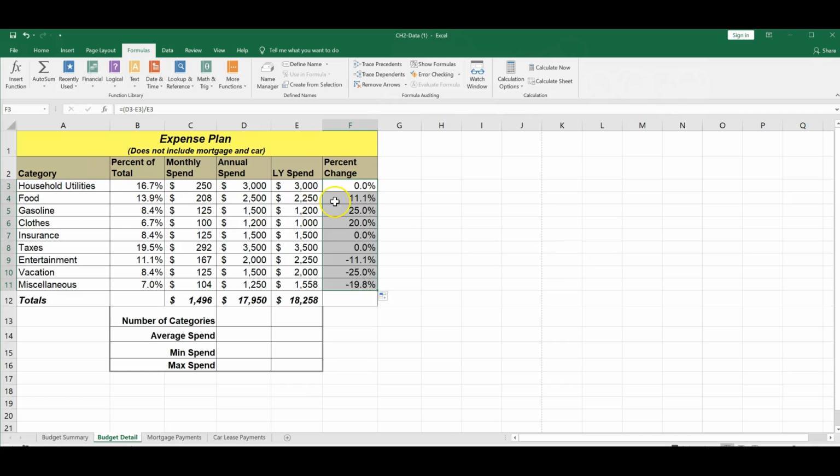So for the food, I have increased my spending. There's a positive percent change. Whether that's good or bad is debatable, I guess. But the change was in the positive. It was a bigger change, so therefore it should be a positive number. And for entertainment I spent less, or I plan to spend less, so it'll be a negative percent change.